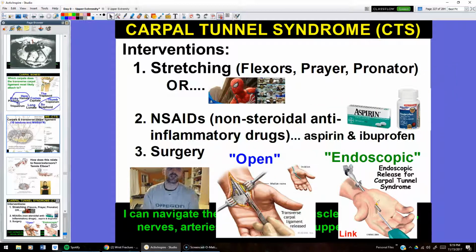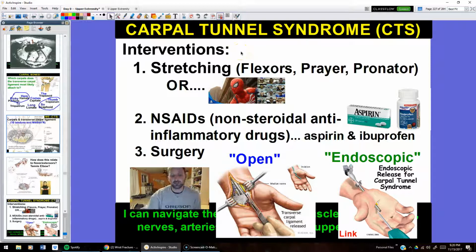So interventions, how do you treat carpal tunnel syndrome? So you're a therapist, you're a professional, someone comes into you with a lot of pain in their wrist. They didn't fall on it, there's no FOOSH, that's not the mode of injury. But they do work in an office all day, they are on their computer a lot, and it's just this discomfort that's slowly built up over time.